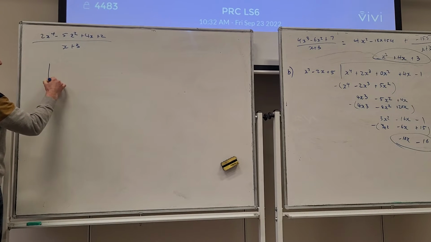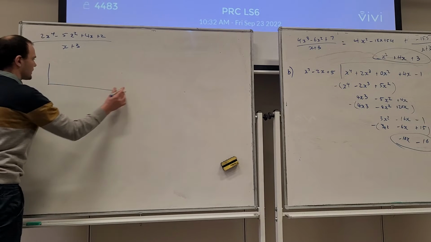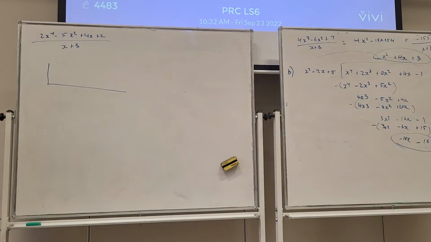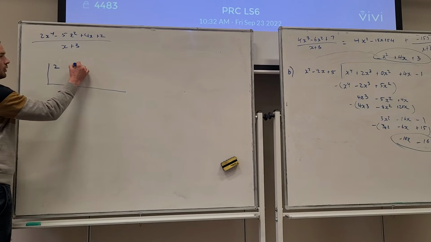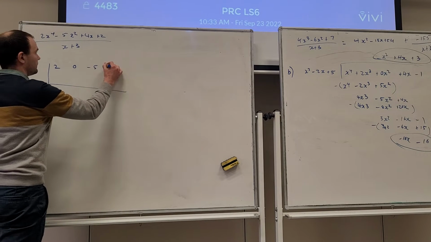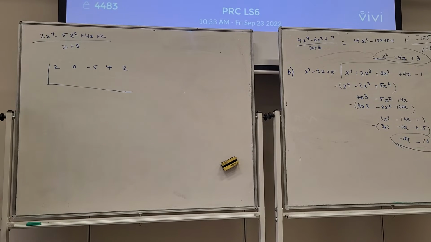So remember what we do here is we set up all the numbers. And so along here we put the coefficients of our polynomial. So we have 2 lots of x to the 4. We have 0 lots of x to the 3. The 0 is still important. We've got minus 5, we've got 4, and we've got 2. And we're dividing it by x plus 3, and so we're going to put the number here as minus 3. If we have x plus 3 as a function, the root is minus 3.